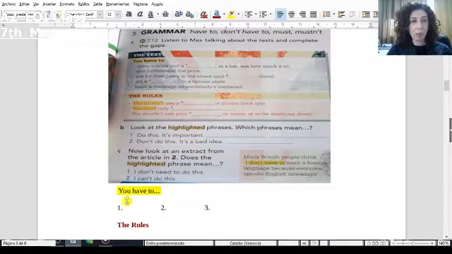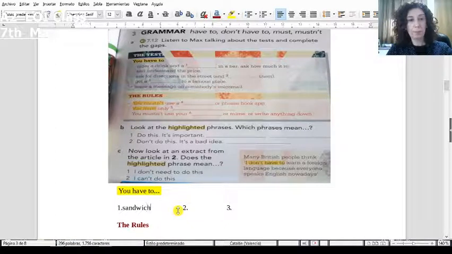Then listen again and fill in the gaps with vocabulary. Well, you have to, obligation, order a drink and a very good sandwich. Number 2, ask for directions in the street and follow them, de seguirles, saber seguirles. Number 3, get to a famous place. What do you have to get? A taxi. And leave a message on somebody's voicemail.